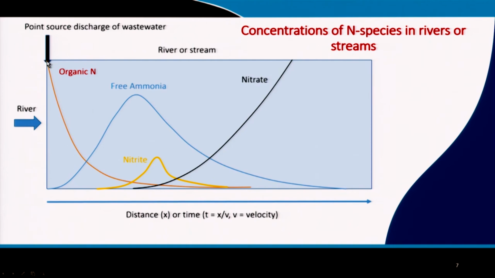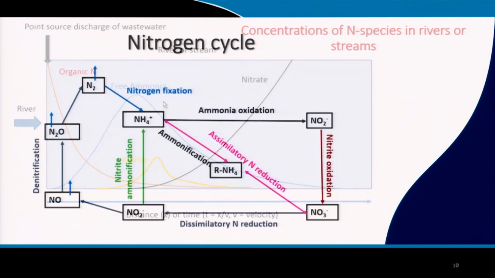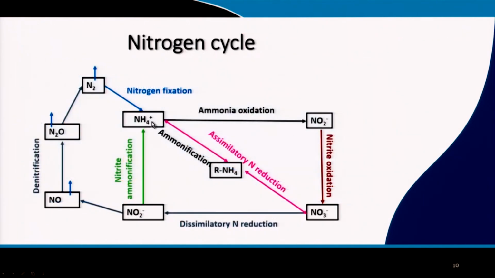So this organic nitrogen is going to decline rapidly in terms of its concentration as the water flows from the point at which the wastewater has been released, and as it mixes with the river water and flows further away from the point of release. Now this organic nitrogen is going to be first converted to free ammonia. So here we have ammonium ions.